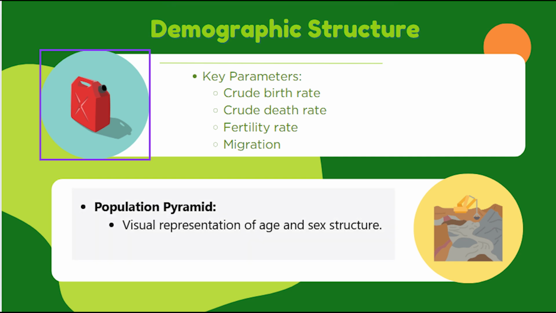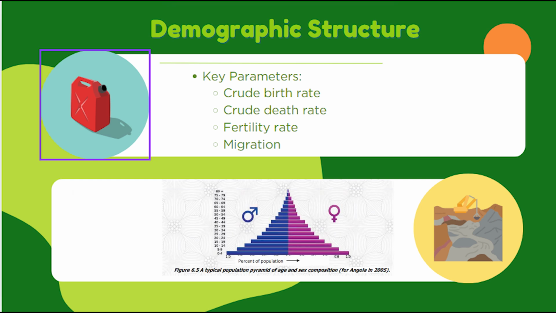So a population pyramid is a visual chart that shows the age and gender distribution. These pyramids help us understand population trends and plan for the future.